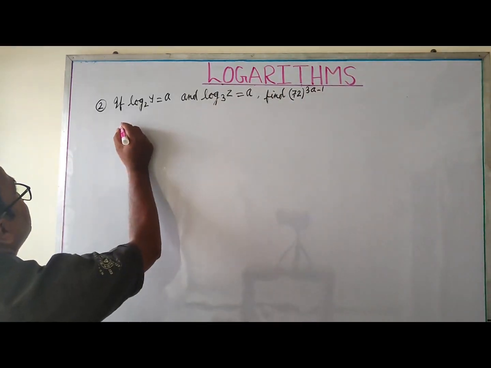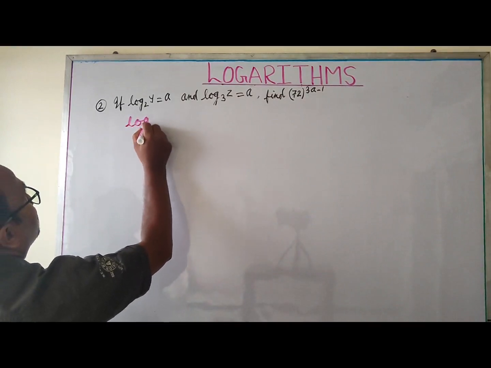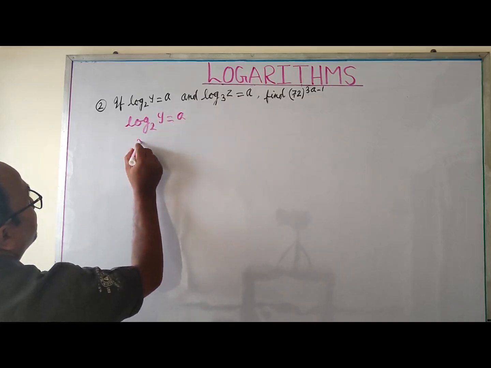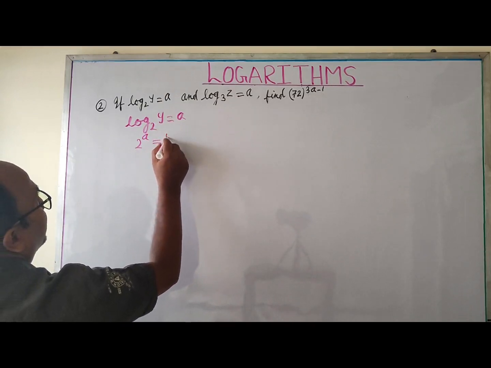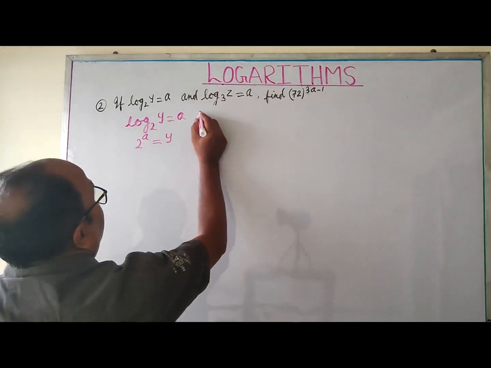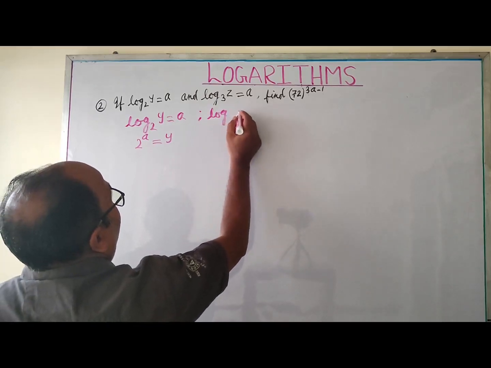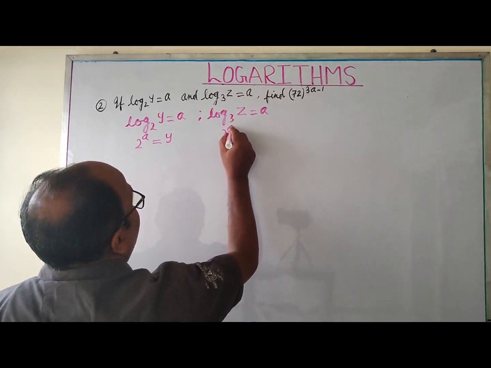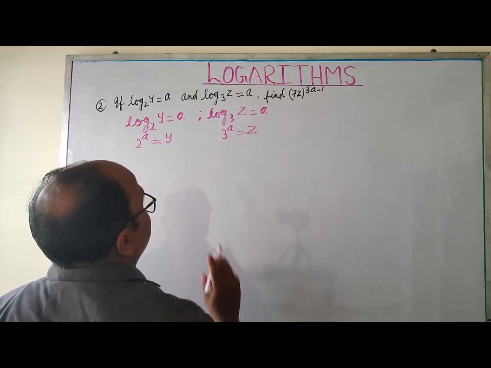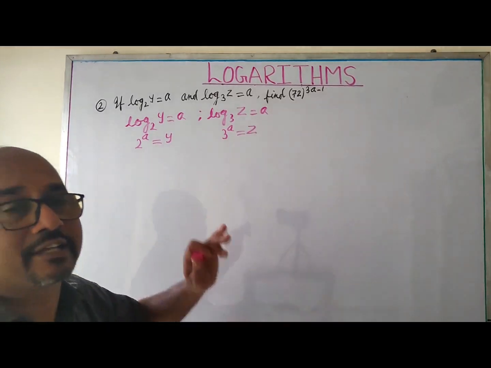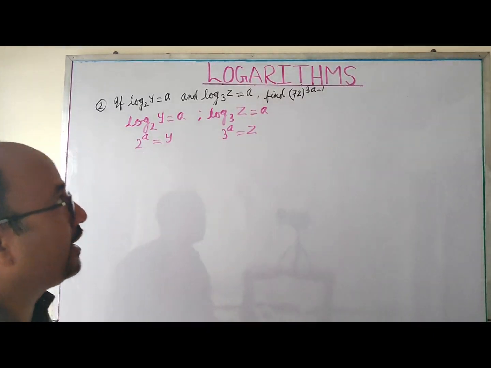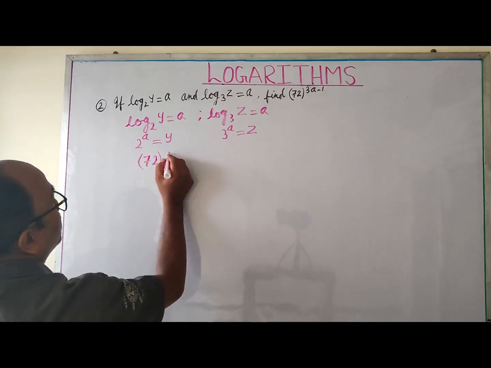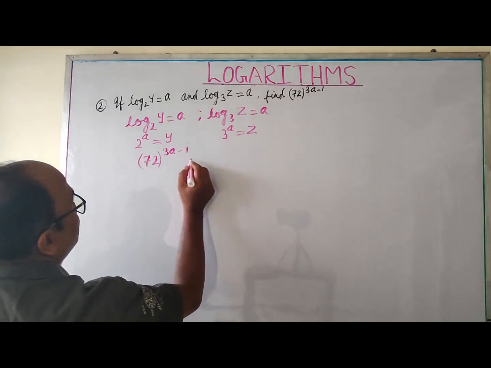So we write this: log y to the base 2 is equal to a. So I get 2 to the power a equals y. And with the next one, log z to the base 3 is equal to a. So 3 to the power a equals z. So we are ready with the exponential values. Now we can write the expression whose value we have to find, that is 72 to the power 3a minus 1.